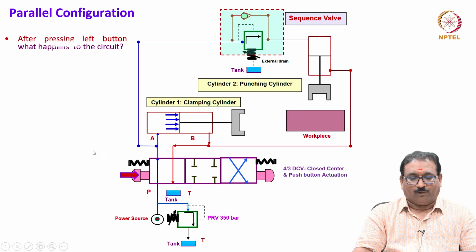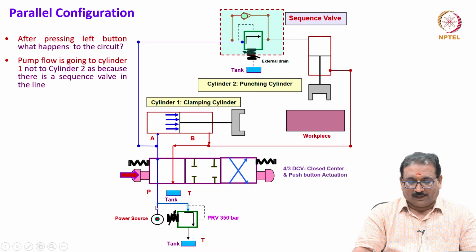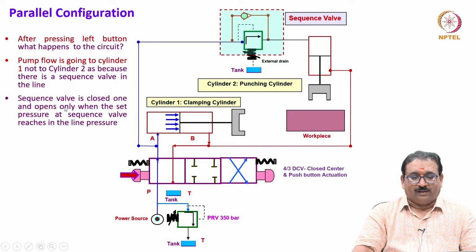When I press this button, what happens, friends? After pressing the left button, you will see what happens to the circuit. As I have told you, when you press this, flow is coming here, it will go here, but it is a closed valve. Then it will not pass through the NRV also. Then only cylinder 1 starts moving in the parallel configuration. Cylinder 2 will not move. The sequence valve is closed, and opens only when the set pressure is reached.